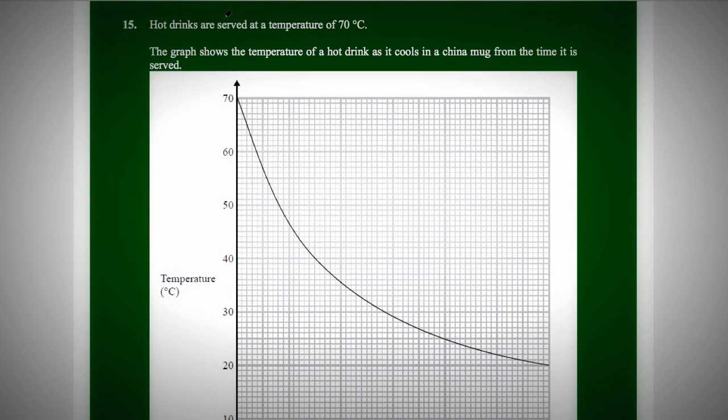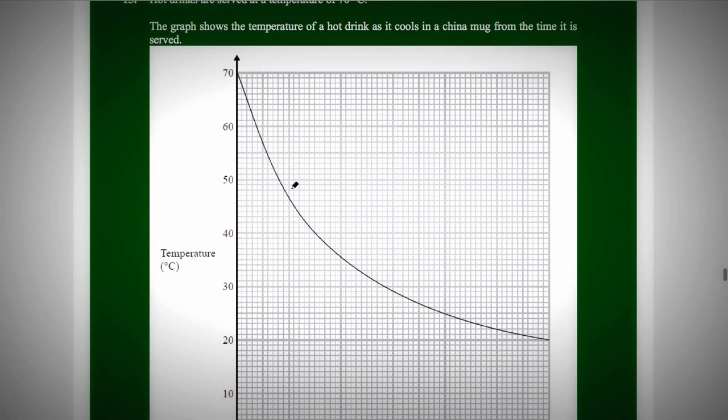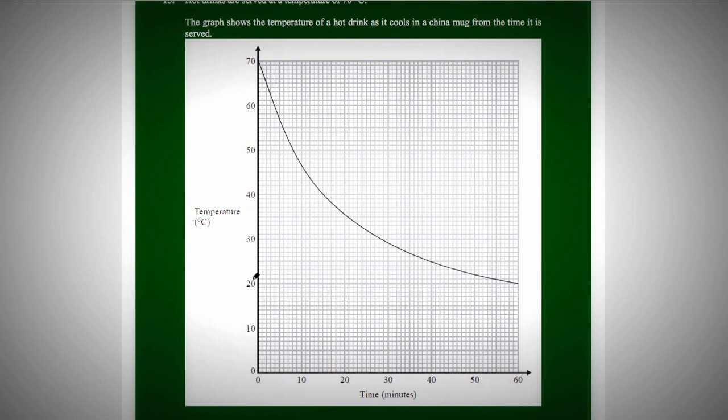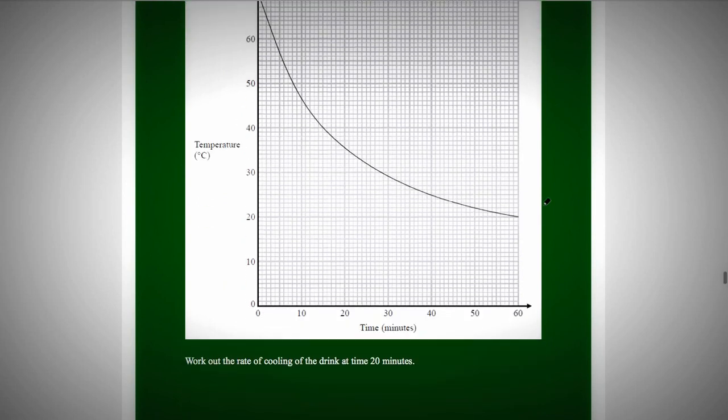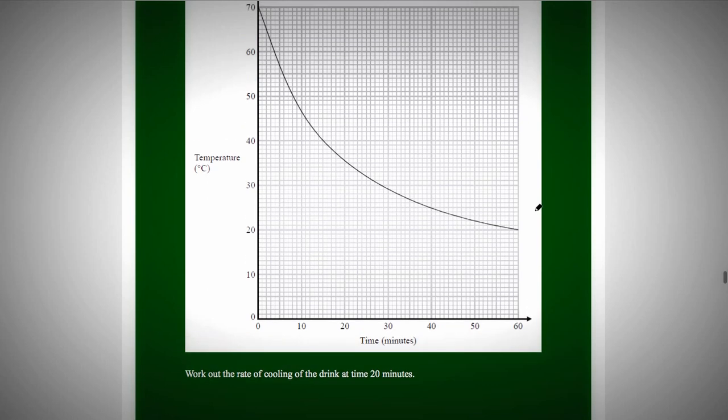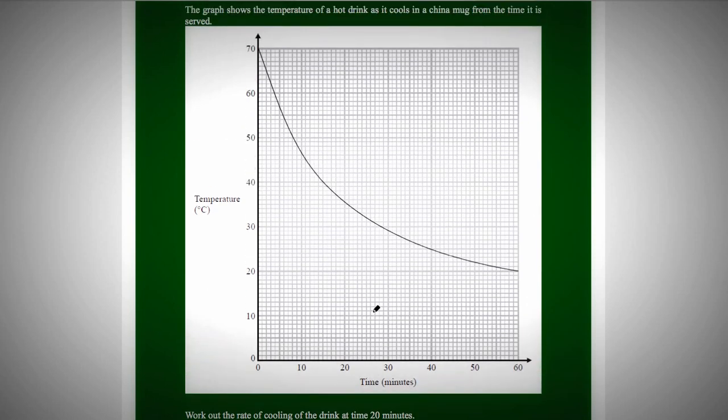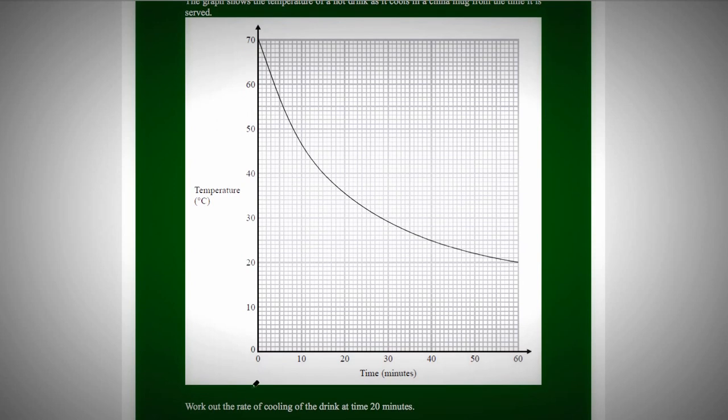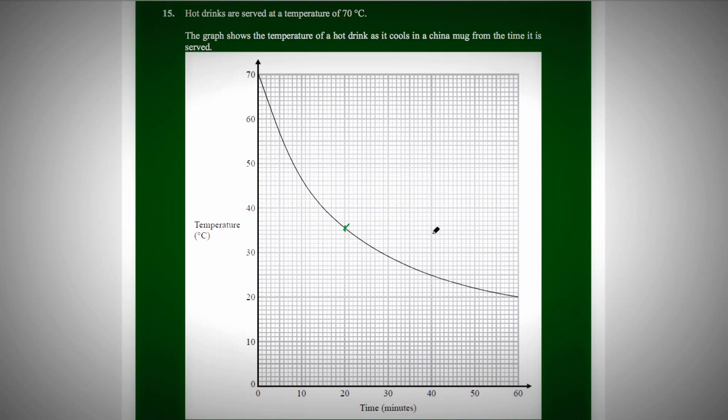Question 15. Hot drinks are served at a temperature of 70 degrees C, as marked on here. The graph shows the temperature of a hot drink as it cools in a china mug from the time it is served. So this is now time after it's been served. Work out the rate of cooling of the drink at the time 20 minutes. So that word rate tells me I'm looking for a gradient, a change over time. So 20 minutes is this value here. That's the time I'm interested in.